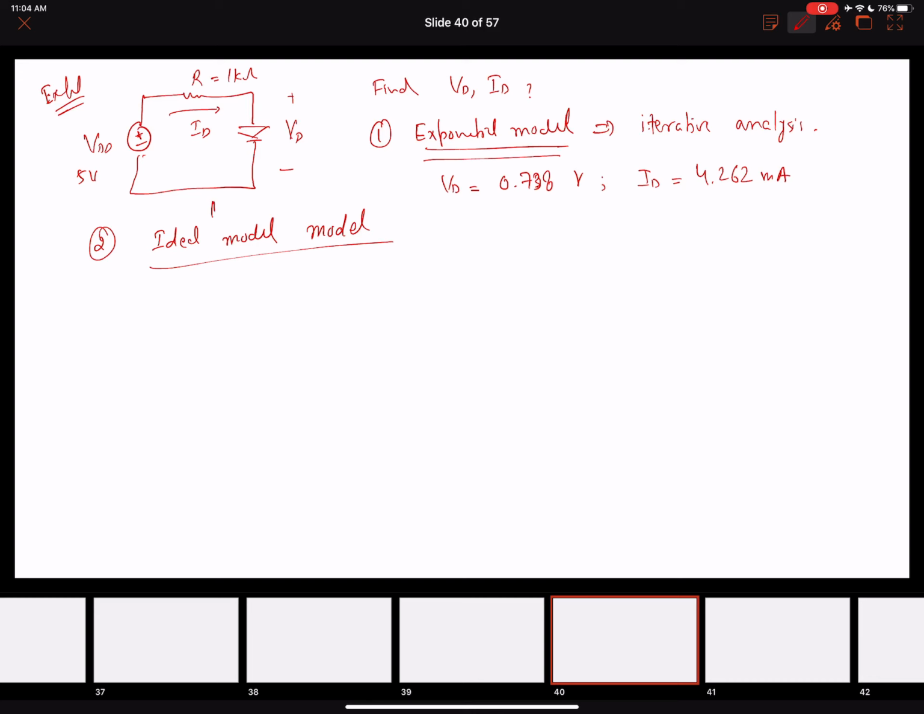Now I'm going to solve the circuit again using the ideal diode model. The ideal diode model does not assume any potential drop across the diode in forward conduction. And since we have a VDD of 5 volts, it is in the forward bias condition. So this means that the potential drop across the diode VD is going to be 0, right? And ID will simply be VDD over R. Over here it will be 5 volts over 1K, 5 milliamperes. All right, now let's solve this using the constant voltage drop model.